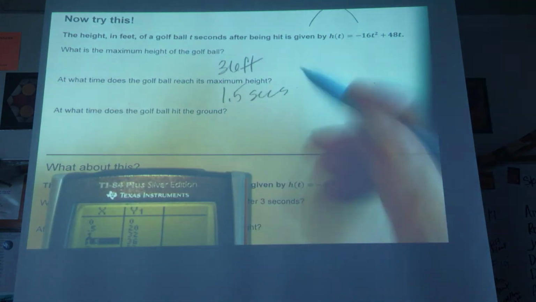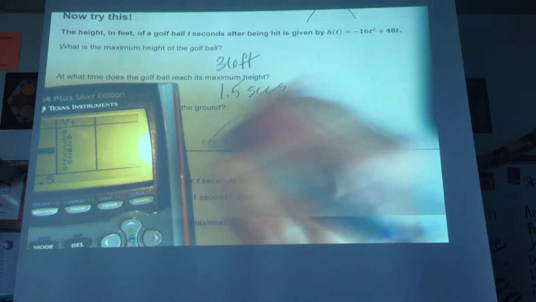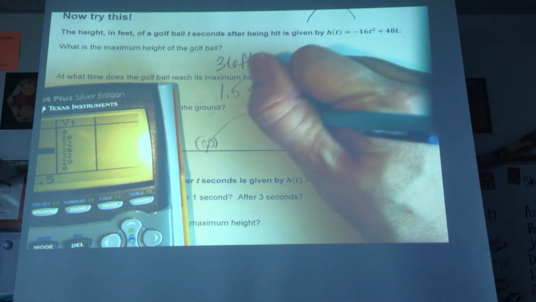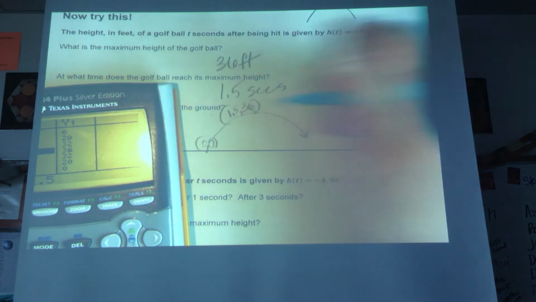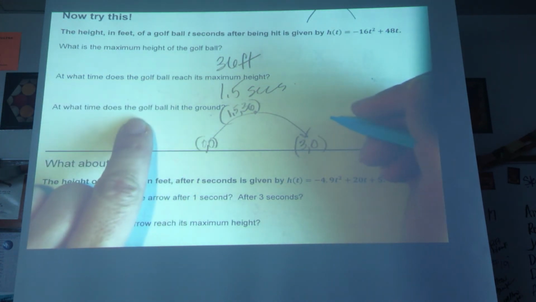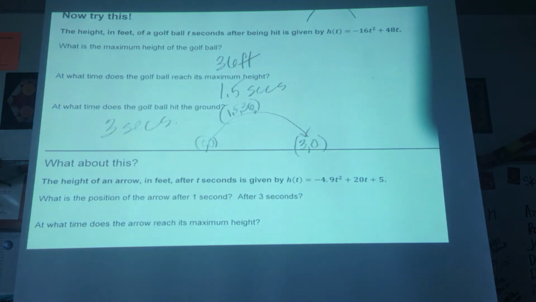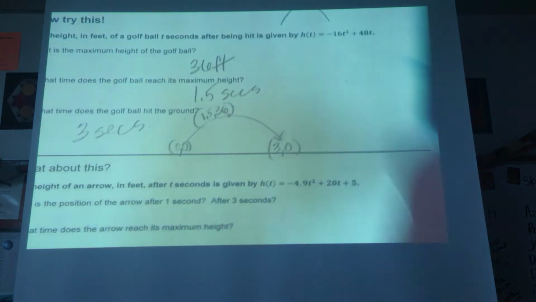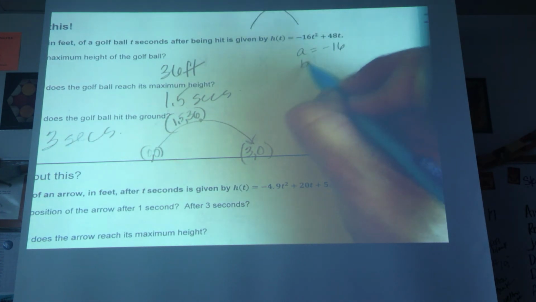And then the question is, what time does the golf ball hit the ground? Well, it starts over at 0, 0. It comes up to 1.5, 36. And then it lands at 3, 0. And so what time does the golf ball hit the ground? 3 seconds.